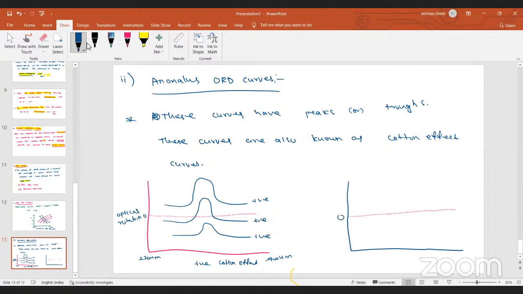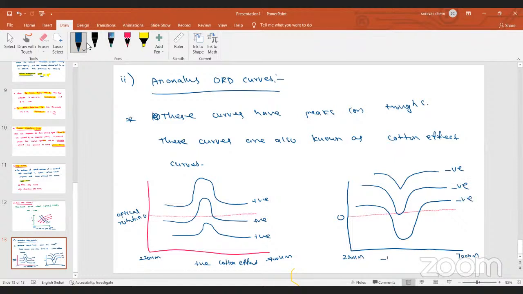Zero optical rotation, 220 nanometer, 700 nanometer. So these are negative Cotton effect curves. Negative Cotton effect curves.